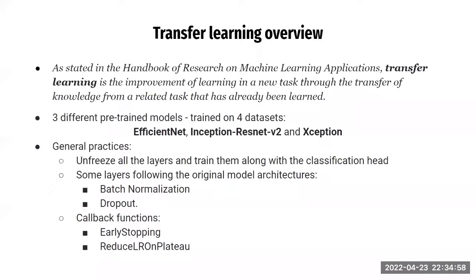Early stopping was used to stop the training once the model stopped improving, and the second one is for reducing the learning rate if the loss increases over a period.